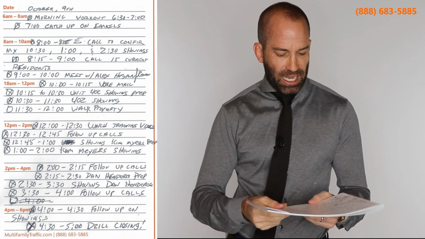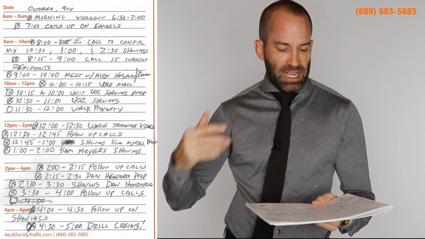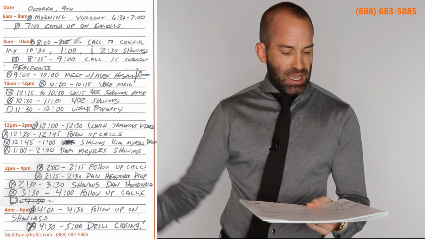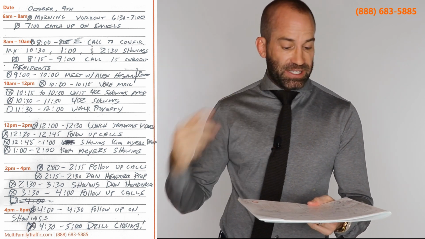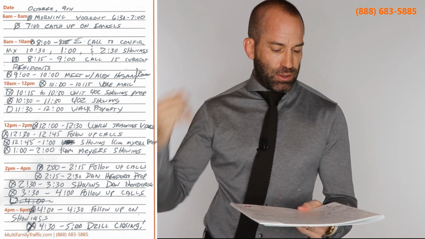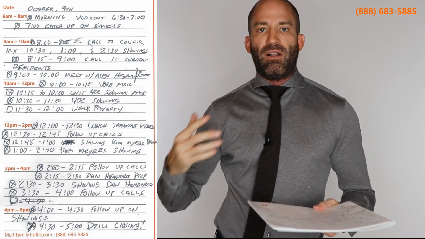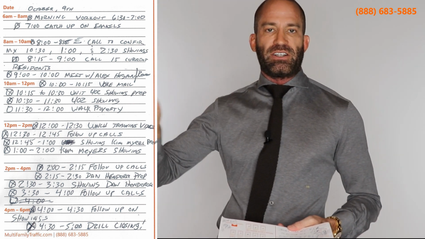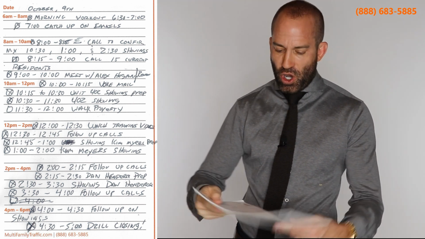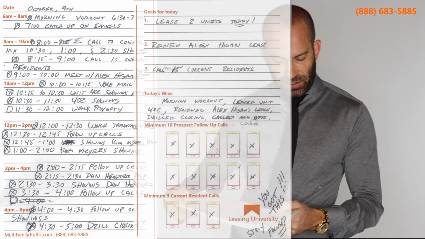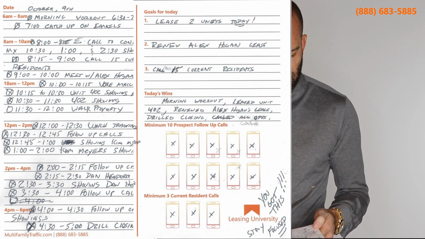Again, 15-minute block. 2:15 to 2:30, Dan Henderson prep. Again, I'm prepping. I know the prospect's name that's coming in. 2:30 to 3:30, I showed Dan Henderson the unit. 3:30 to 4, more follow-up calls. So now I have a little bit bigger time. It's a half-hour block. Boom, you could see they hit all of their 10 follow-up calls and they probably did more for the day.